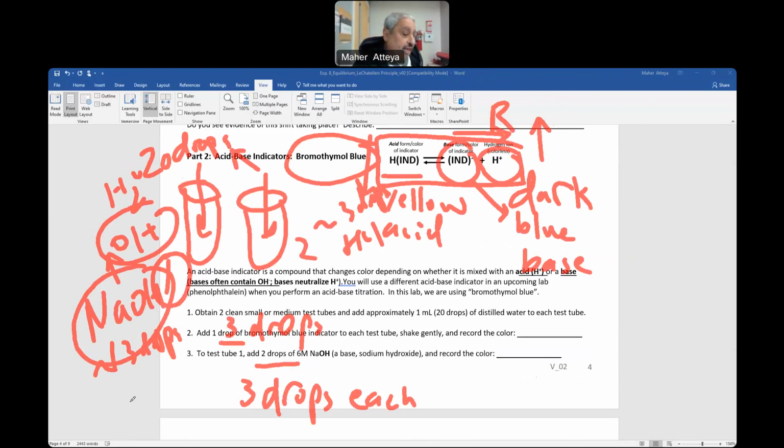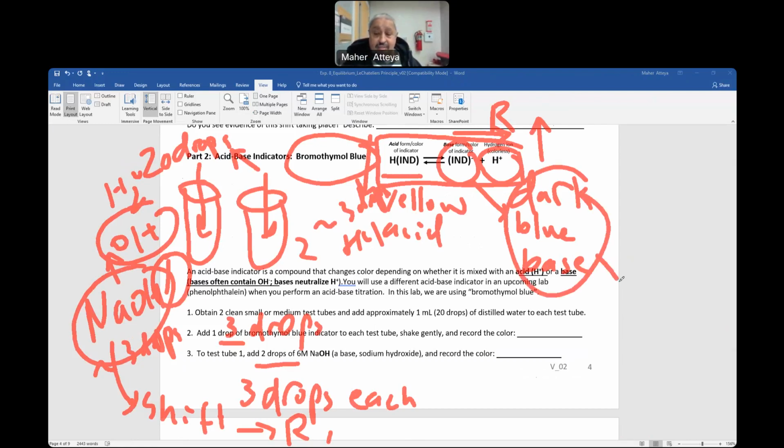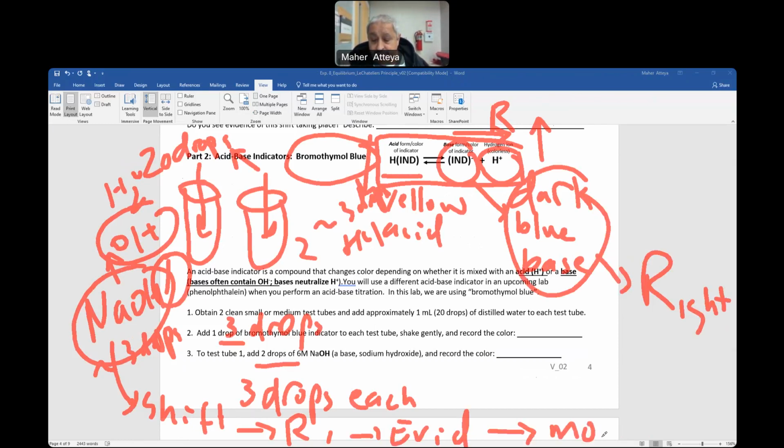When you add sodium hydroxide, the shift is to the right. Now, what evidence will you see? Blue, correct? It's set to the right. That's a blue color, to the right. So that's the right side here. So right, and then the evidence here: more blue color.